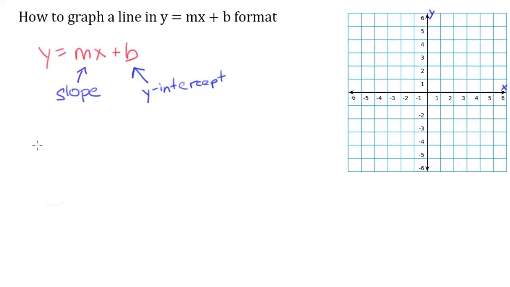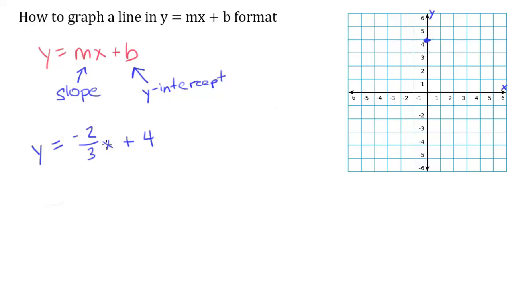So I think the easiest way to see this is with an example. Let's say you had a line like y equals negative 2/3 x plus 4. Okay, so the y-intercept in this case is positive 4. So what we can do is we can go over to our coordinate plane here and put a dot on the y-axis at positive 4, because the y-intercept tells us that the graph of this line crosses the y-axis at positive 4.